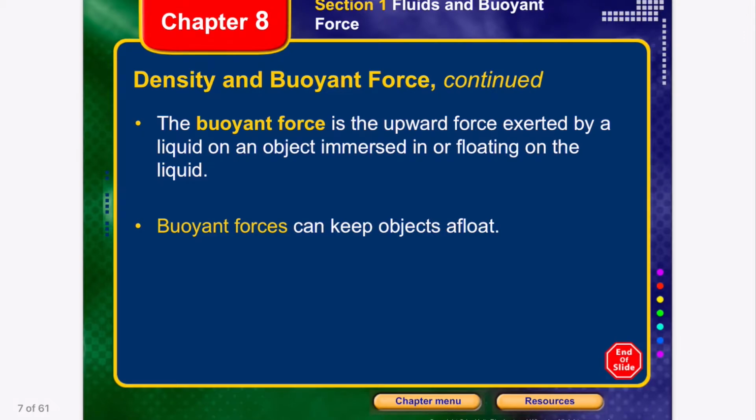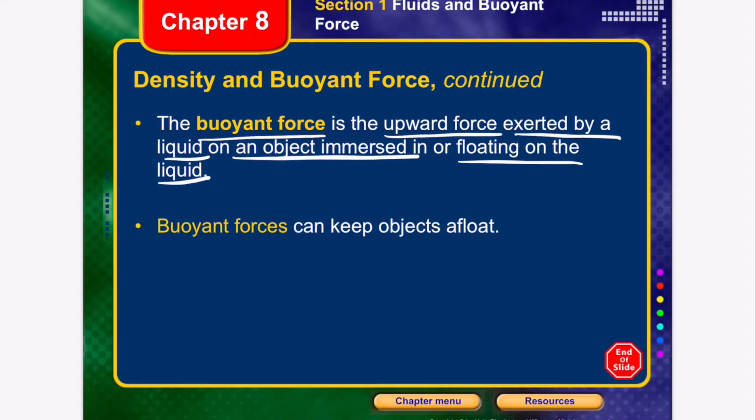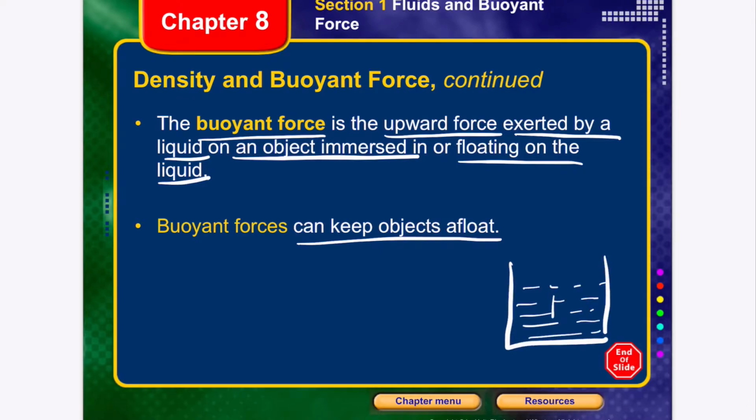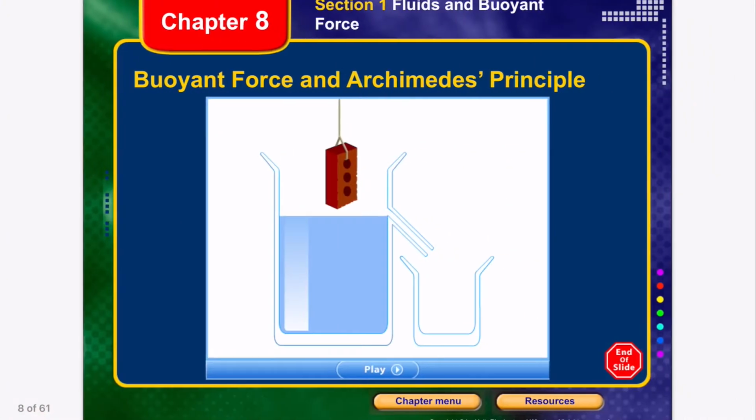Next, let's talk about buoyant force. What does buoyant force represent here? Buoyant force is the upward force exerted by a liquid on an object immersed in or floating on the liquid. Buoyant forces can keep objects afloat. Think of it this way: say you have a bucket of water, and you're trying to force an object to be submerged into the liquid. The liquid applies a return force. That return force is the force of buoyancy.